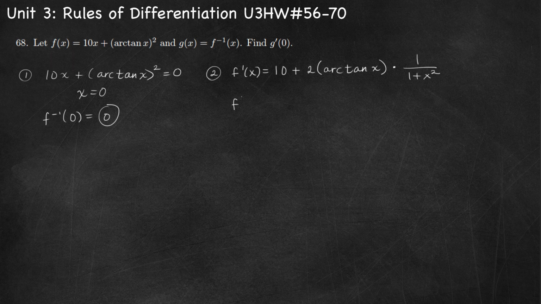Now we evaluate our derivative at 0. So we get 10 plus 2 times arctan of 0, which is 0, times 1 over 1 plus 0. So 2 times 0 times 1 is just 0, so that drops out, and we get 10. Then step 3, our final answer is the reciprocal, 1/10.